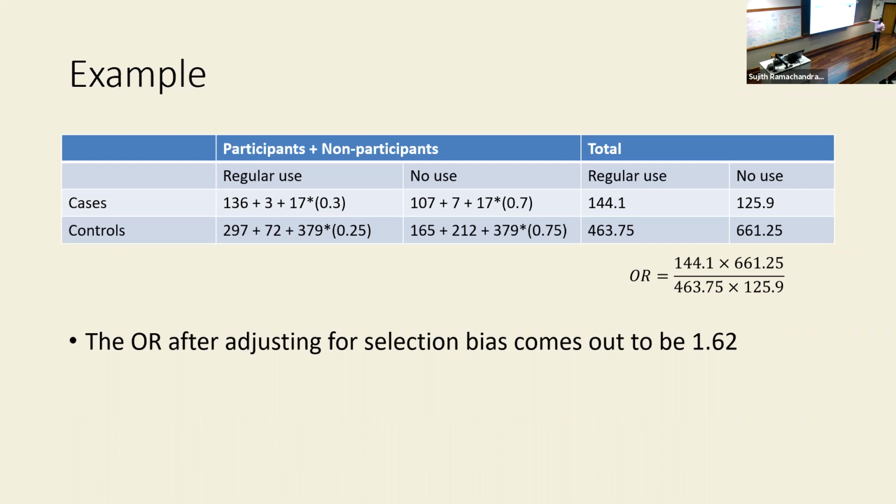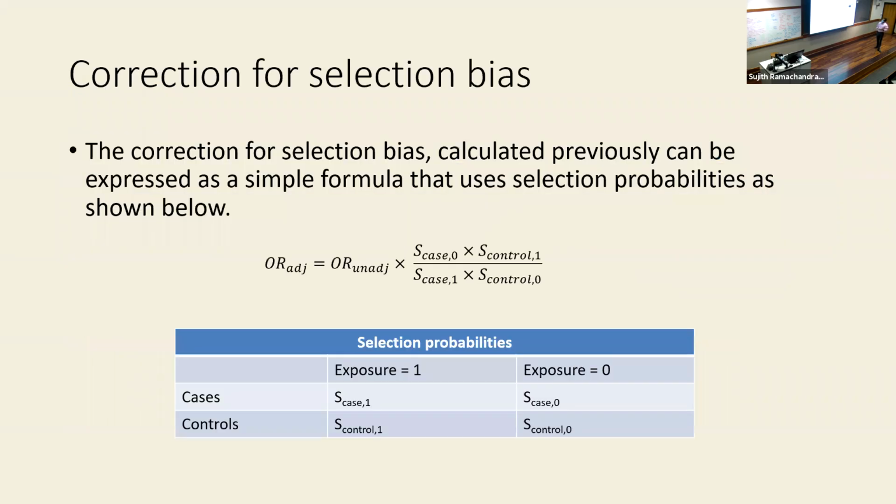And then did the same cross product ratio, 144.1 multiplied by 661.25 divided by 125.9 divided by 463.75. And the odds ratio is 1.62. Very different from both of the odds ratios we originally got. But this is the adjusted odds ratio after conducting quantitative bias analysis. Very simple, right? I didn't do any complicated math. There's no complicated analysis here. This is called simple bias analysis.